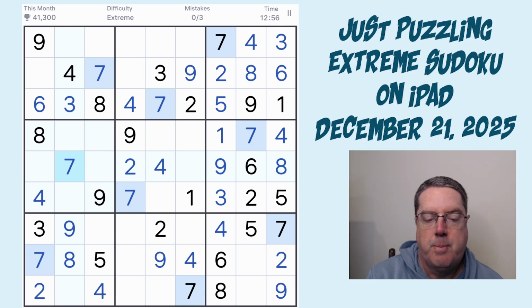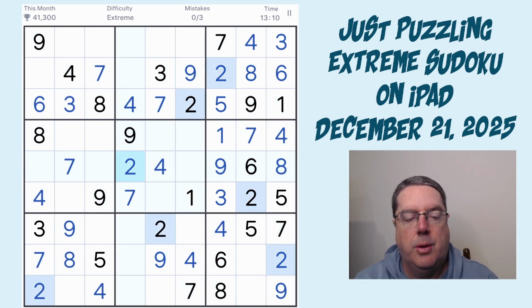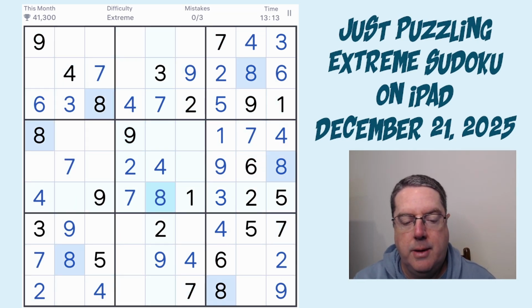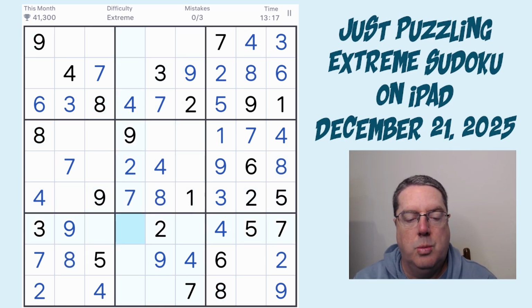3, 1, 5, 8 and 6. So 8 hasn't really helped me at all. Actually it has. 8 comes across here, 8 comes across here, so that's an 8 there, meaning 8's going to be one of these two and one of these two.